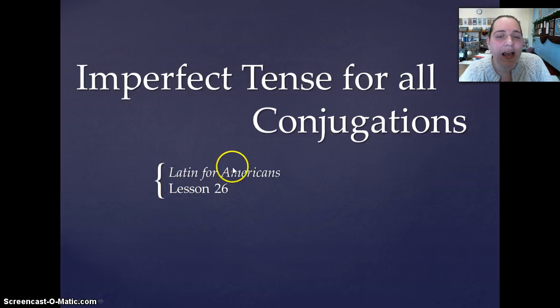We have a fairly short lesson for you today because what you are learning, lesson 26 in Latin for Americans, is one new tense. You're going to be learning the imperfect tense and how to form it for all of the conjugations: first and second, which follow a similar pattern, third, which follows a different pattern, and third IO and fourth, which follow a third different pattern.